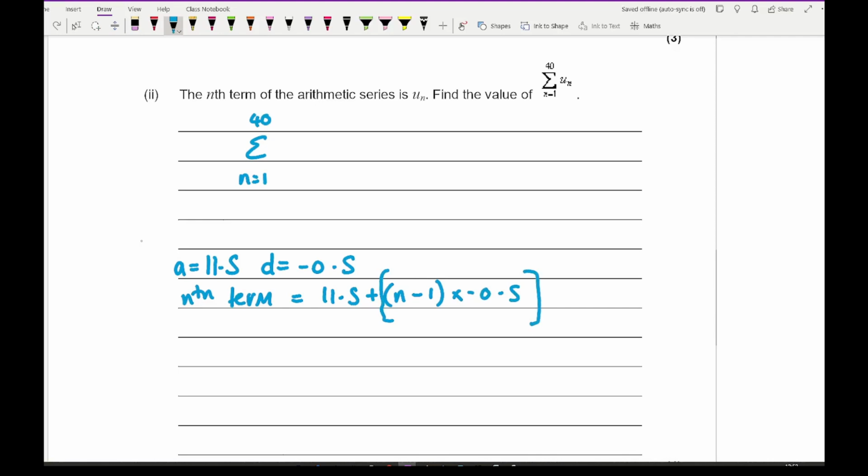So then substituting that in, I can either write it in all its entirety, so I've got 11.5 plus, and then just expanding the brackets, I'm going to end up with minus 0.5n, and then plus 0.5, and then typing that all into my calculator. So if I type in all of this using the sigma function on my calculator, I get an answer of 70.